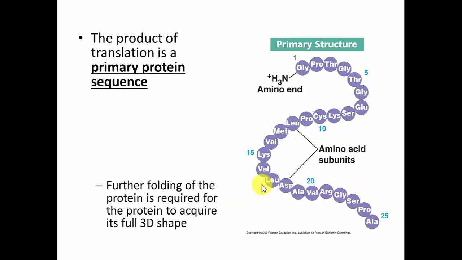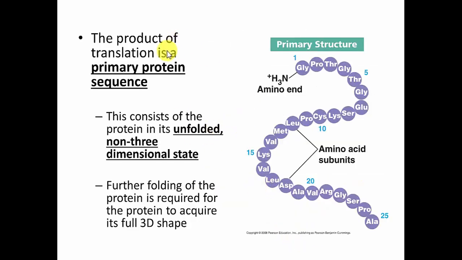Okay, so the primary product of translation is a primary protein sequence. The structure of protein in its primary form, which is the sequence of amino acids, the number, the type, and the order of amino acids. So this is the protein in its unfolded, non-three-dimensional state. Later, the protein will fold. Later, the protein will take on a 3-dimensional structure. But as of the point of translation, we're just sort of beginning that process.